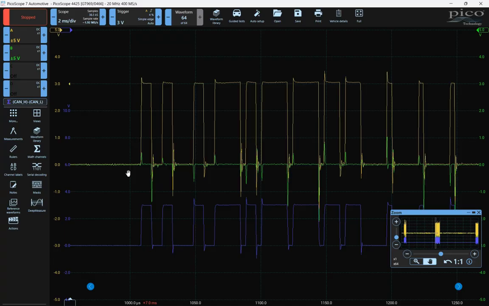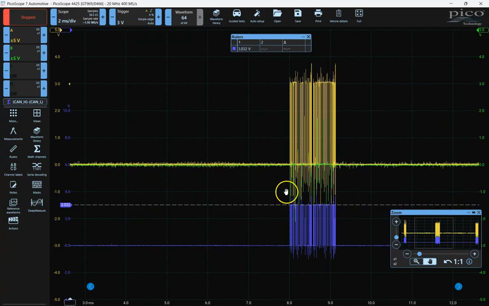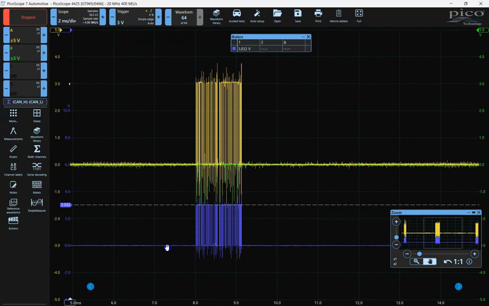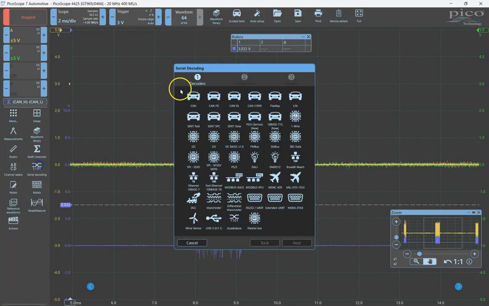But we can see what happens. Even though we're pulling for the recessive bit, we're pulling both CAN high and CAN low down to near 0 volts, so the difference in voltage is nearly 0 volts. In this case, CAN high increases up to about 3 volts, and I get a difference in voltage between, if you would, the dominant and recessive bit of about 3 volts. So believe it or not, I can decode this. I can go ahead and add the serial decoder. We'll give it a try.